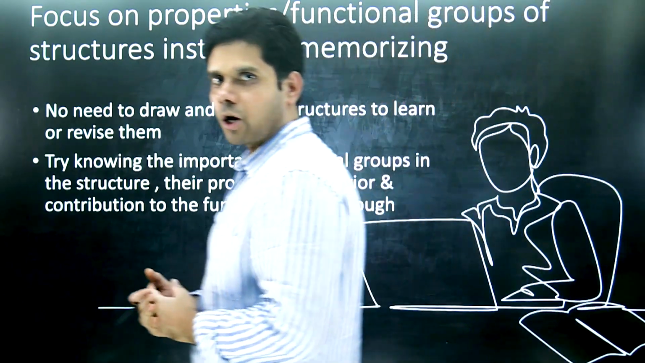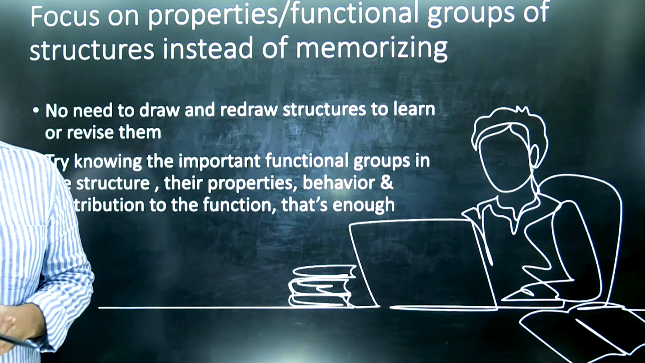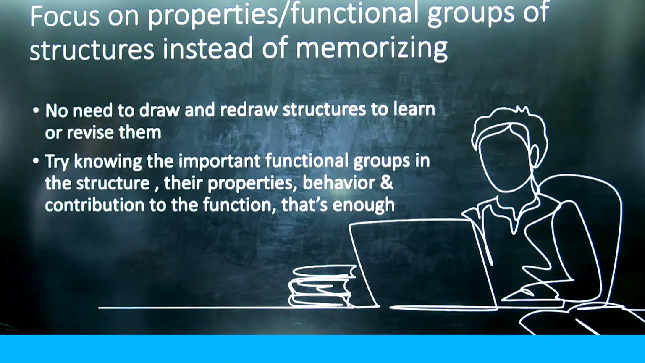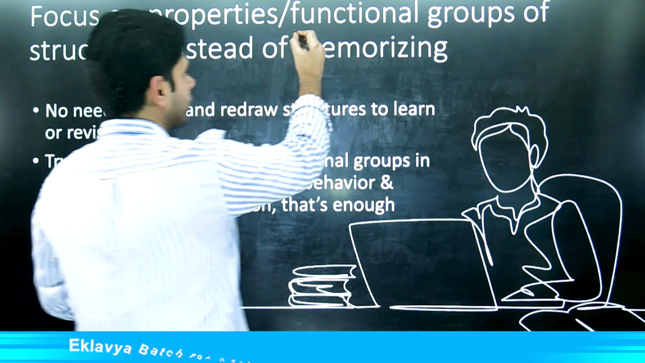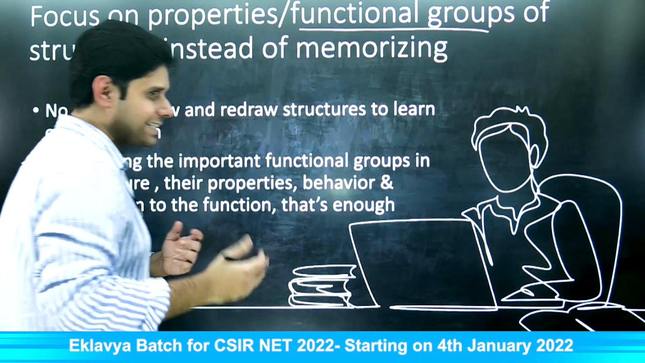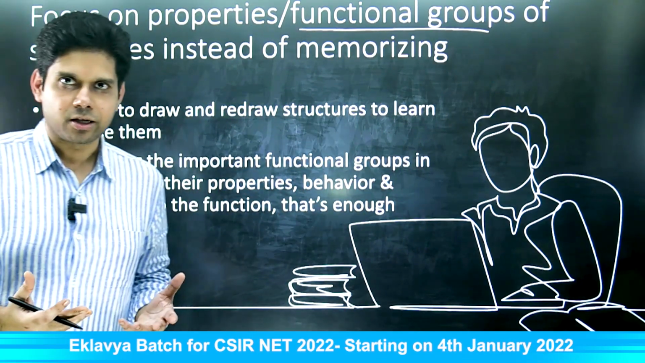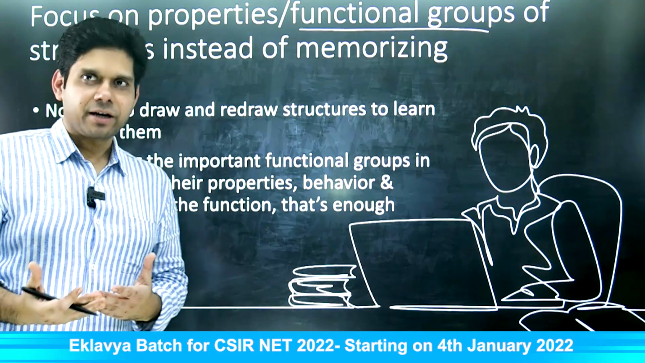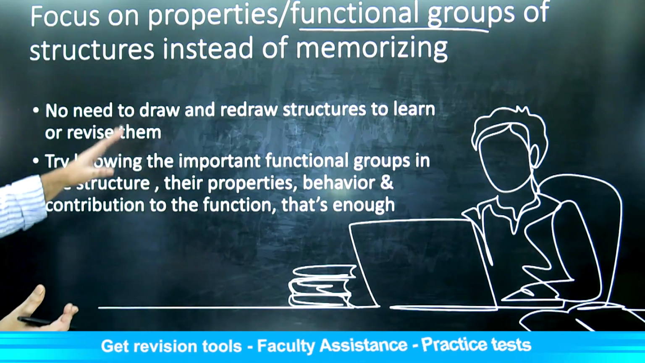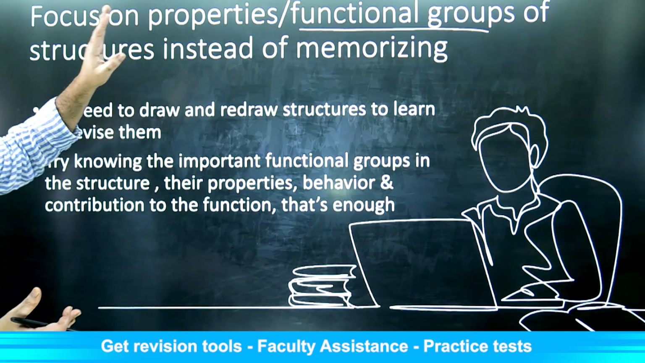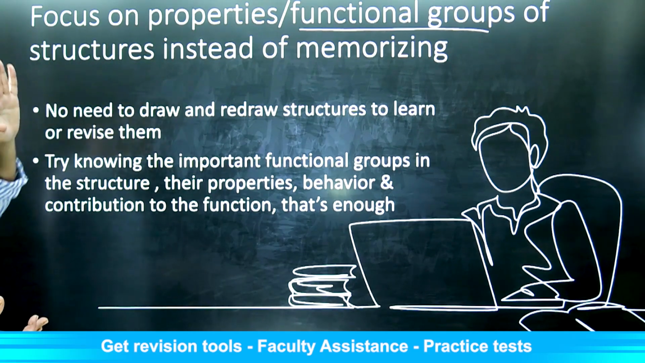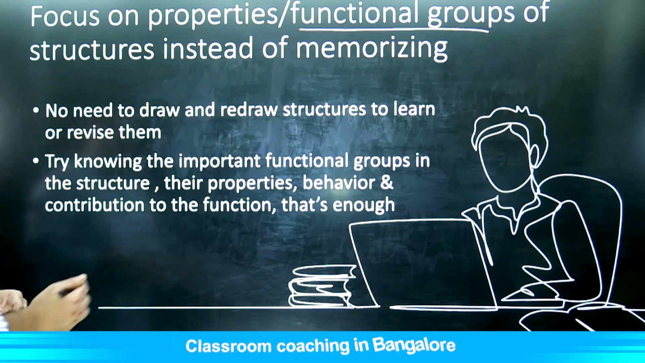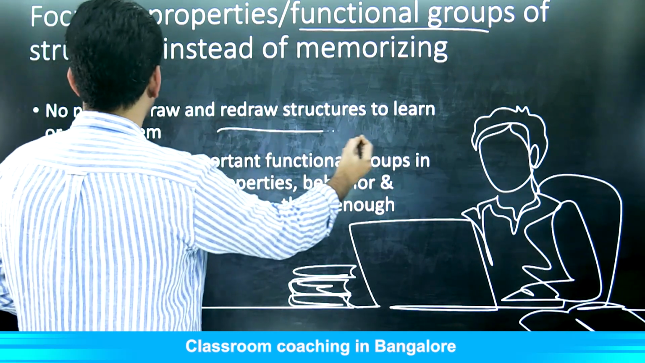Now, focus on properties, functional groups of structures instead of memorizing. Now, what happens with the functional groups? The moment you know the functional group, you can easily say what will be the behavior of this molecule, okay? What will be the property of this molecule, right? So instead of memorizing, you can just look at the functional group and you can say, okay, what exactly it is. So no need to draw and redraw structures to learn or revise them.